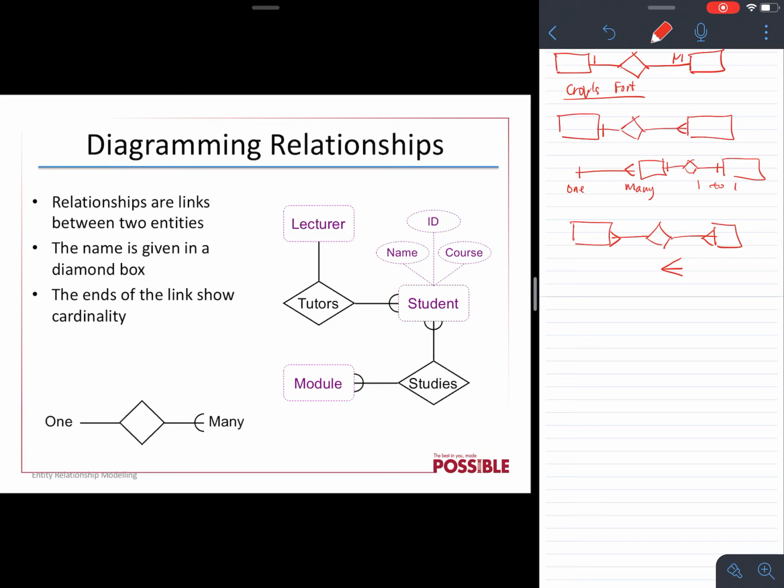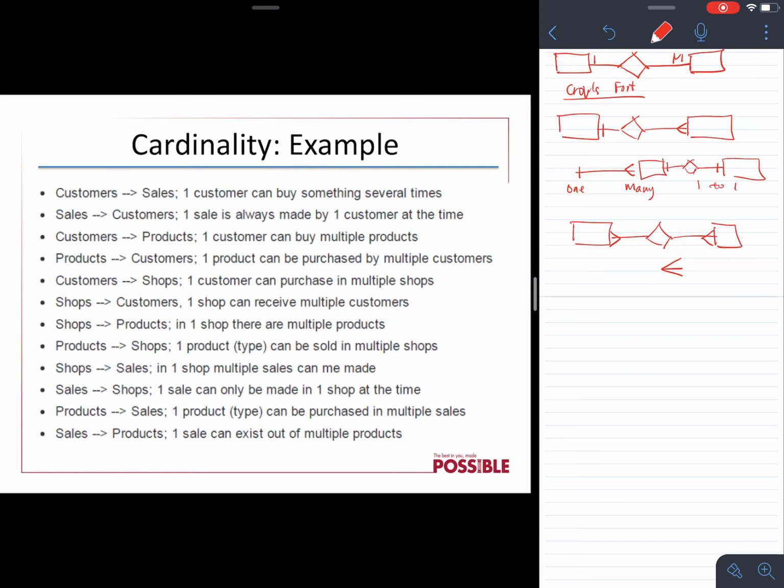So this is the whole diagram of your ERD. It has to have entities, attributes, and cardinalities. This is the example of the cardinality. Let's read it. Customer and sales: one customer can buy several times, so this is many. So this is one, many.